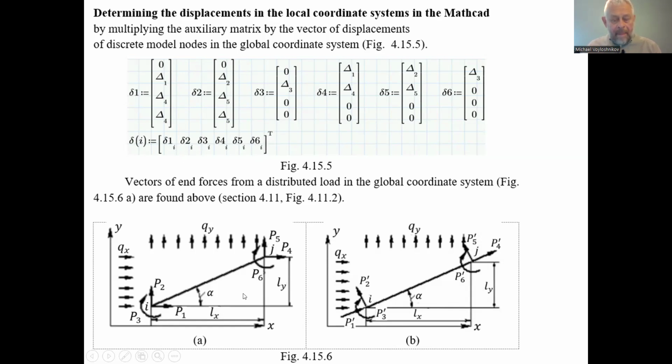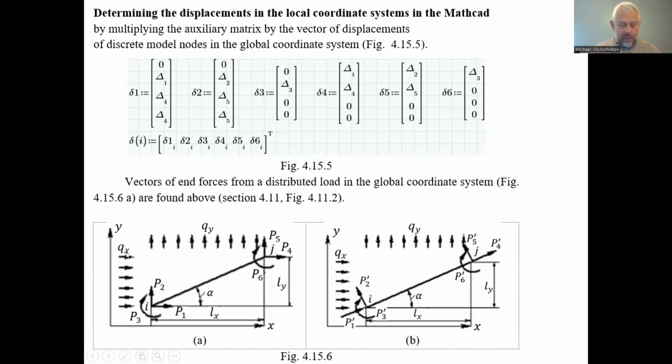So, okay. Next, we'll consider the determination of the concentrated load for the finite elements and the action of the distributed load. We did that in article 4.11 when determining the concentrated loads in the global coordinate system. What is the difference? This is the determination of the concentrated loads and the action of the distributed load.